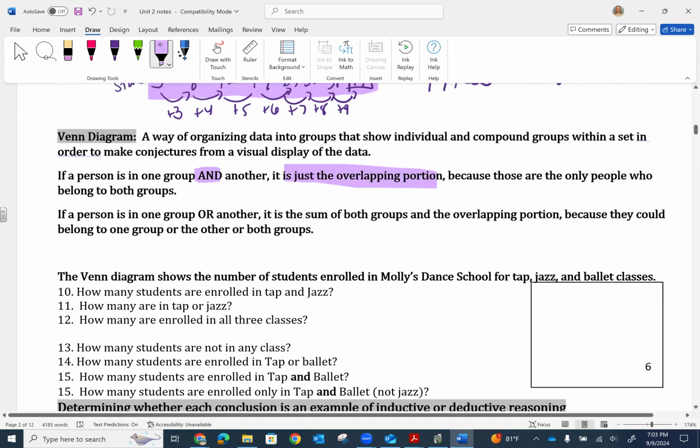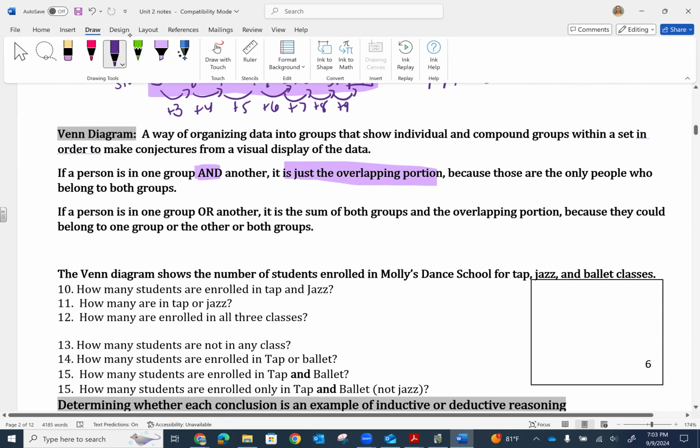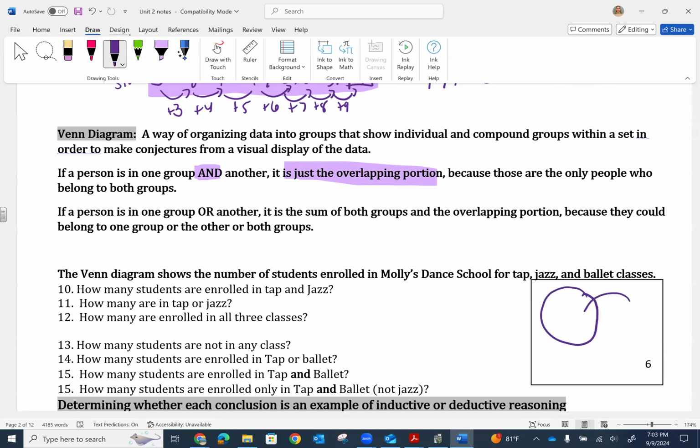Let's look. Well, my diagram did not copy. So let's get this on here. Okay, so we've got 3 circles. Be careful when you draw these, okay? They should look just like this. Okay, this one should say tap, this one should say jazz, and this one should say ballet. And it does look like the only number that copied would be the 6 people are in neither of those 3. Okay, so there's 6 kids who are not in tap, ballet, or jazz. Okay, maybe they're not dancing at all.